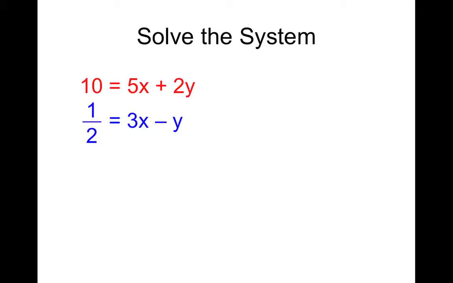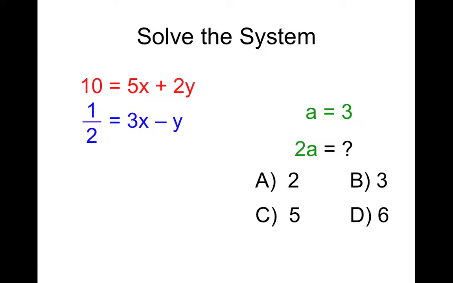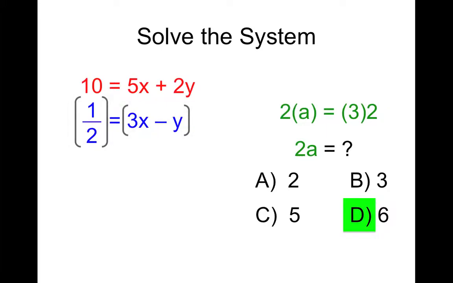But first I just have a simple question for you. If I tell you that a equals 3, what could you tell me about 2 times a? You would know that 2 times a is 6. If I have equal things, it's perfectly acceptable to multiply both sides by the same thing, and we still get equal things. Well, look what's going to happen over in our problem if we multiply both sides of this bottom equation by a 2. You see what's going to happen there?